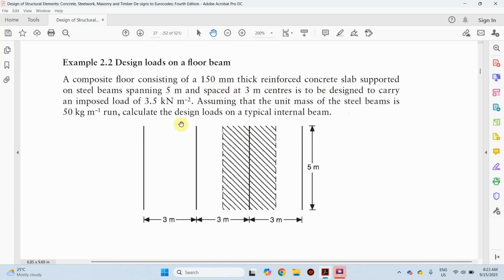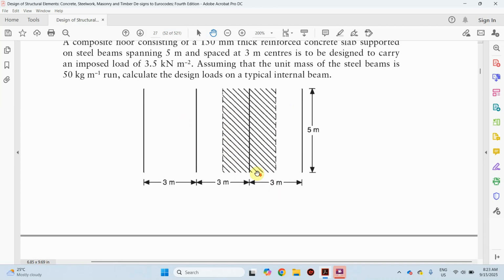Let's say these are the steel beams, and it's carrying this particular slab. As I explained the other time, when you have a beam like this, half of the weight of the slab will be carried in this direction, likewise half in this direction. So let's say that the unit mass of the steel beam is 50 kilogram per meter run. Now let us calculate the design load on this particular internal beam.